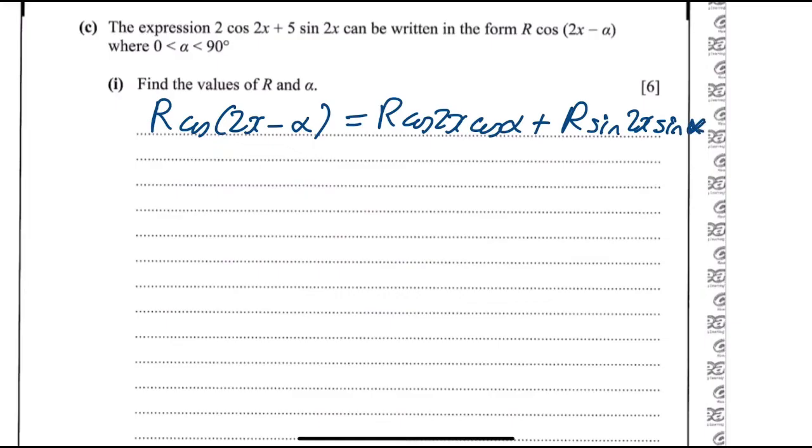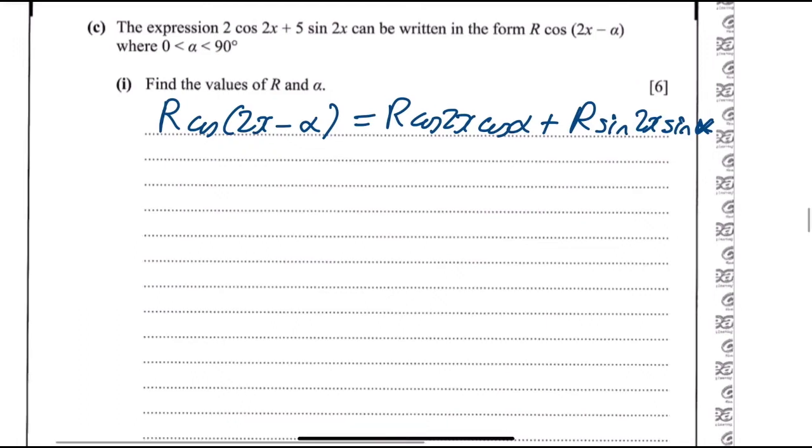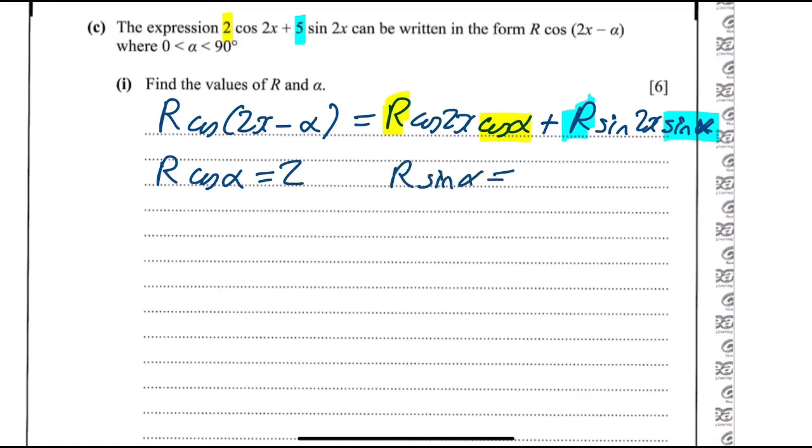So equate the coefficients. This 2 is equal to r cos alpha, and in blue this 5 is equal to r sine alpha. So that's where you get this from. So r cos alpha is equal to 2. Likewise, r sine alpha is equal to 5. Your r is equal to 2 squared plus 5 squared, and the square root of that. So r works out perfectly as root 29.